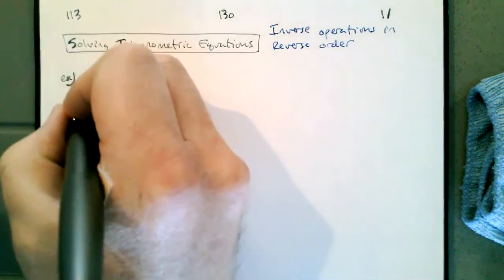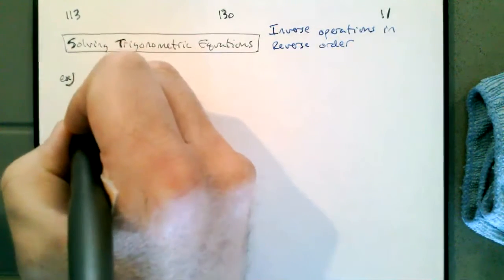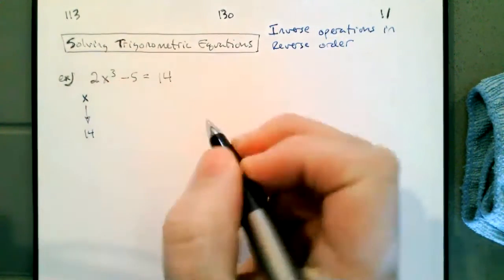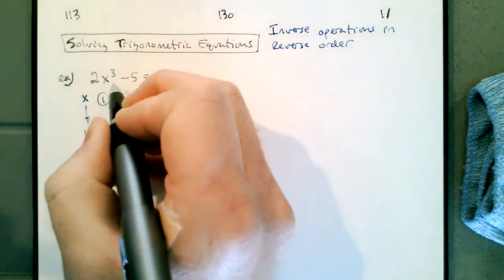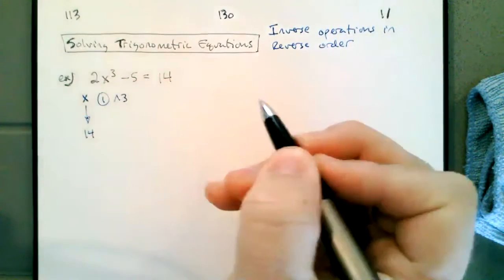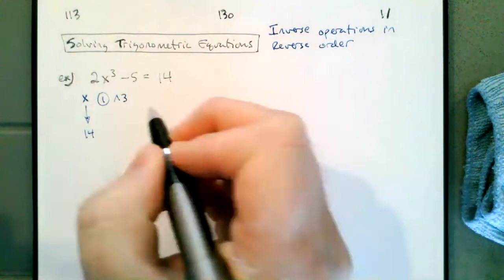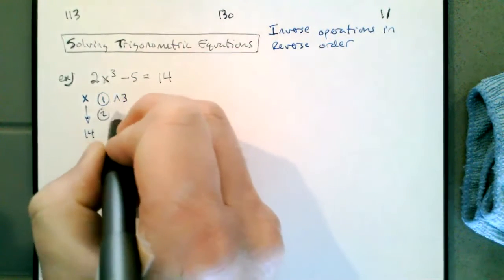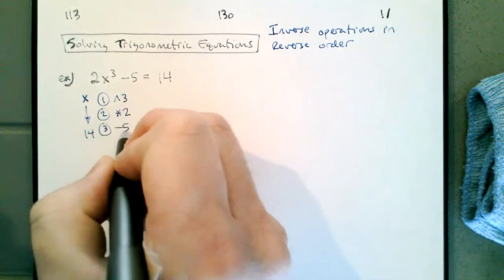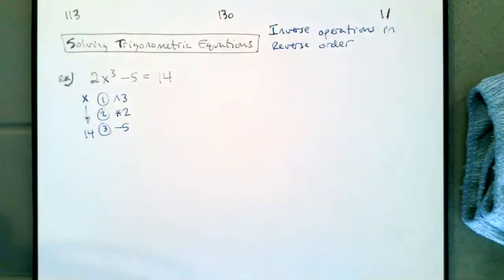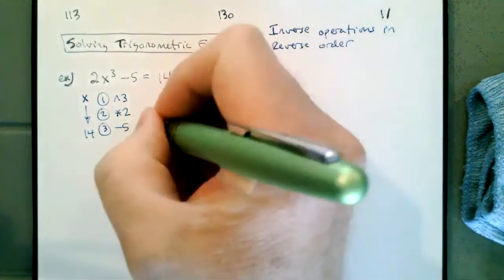So what happened was this expression takes an x and turns it into a 14. And we read the expression by saying the first thing that happens to the x is we raise it to the third power. Then we take the result and we multiply it by 2. And third, we subtract 5 from the results. This will tell us what we need to do to solve the equation by performing inverse operations in reverse order.